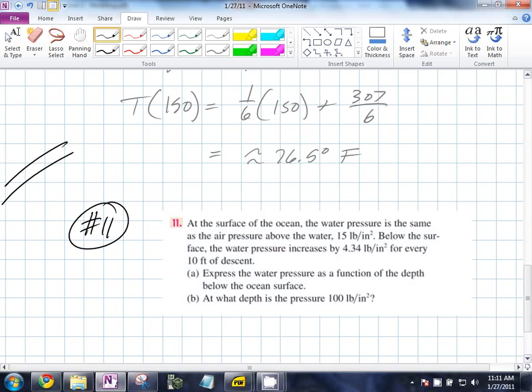What happens if the air pressure was different than the water pressure? What would happen then? It compresses to an equilibrium, right? Something would happen. The equilibrium would change in some fashion. Below the surface, the water pressure increases by 4.34 pounds per square inch for every 10 feet of descent. Express the water pressure as a function of the depth below the ocean.